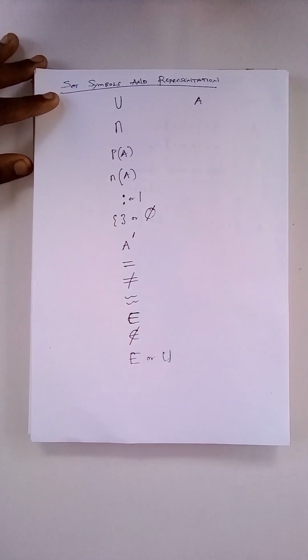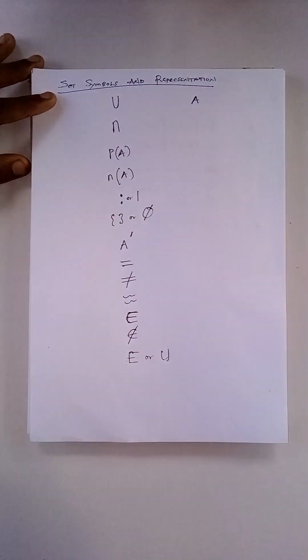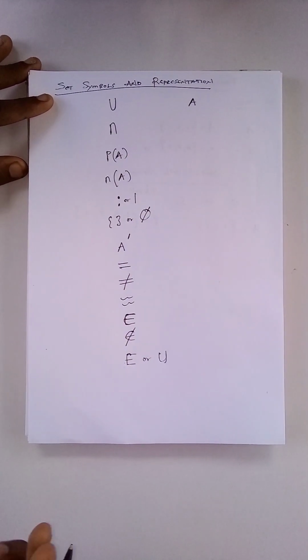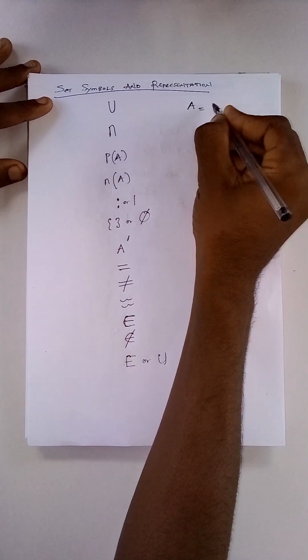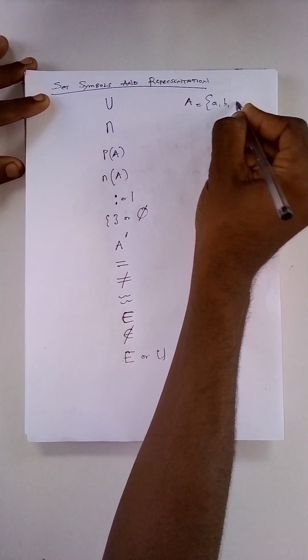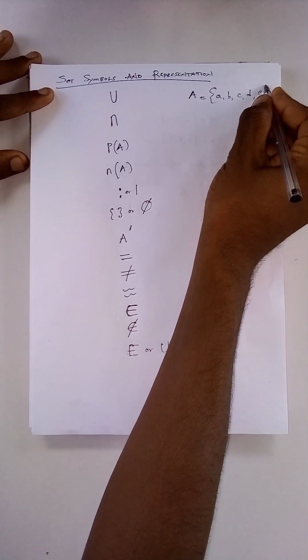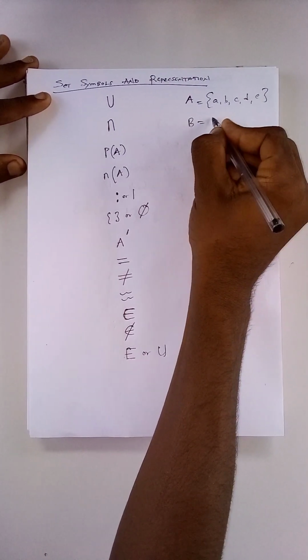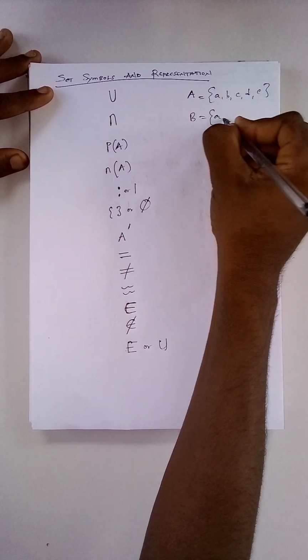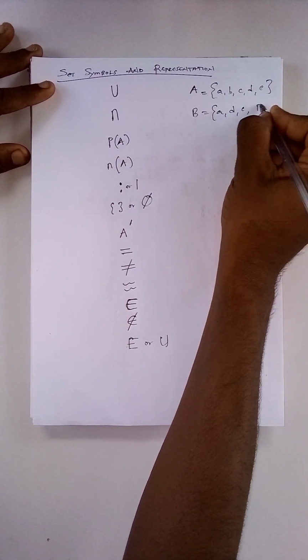So we are going to have two sets that we are going to use as examples for us to discuss what this is simply supposed to mean. Let's say set A contains elements A, B, C, D, and E. Then we've got set B containing elements A, D, E, and F.